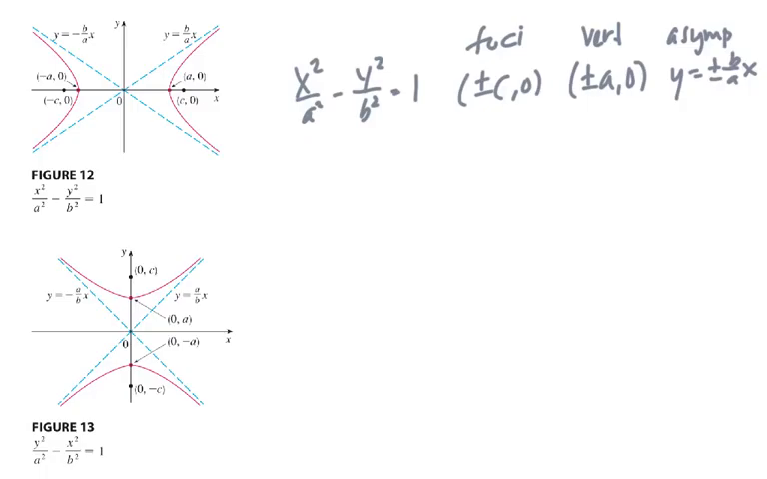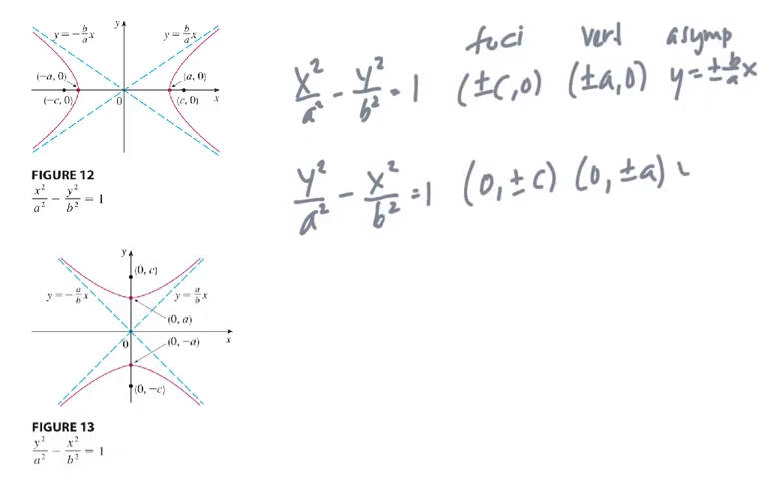I'll show you that in a minute, just in case you don't remember your pre-calculus. And then when you look at that, everything's on the x-axis. Your parabolas are on the x-axis. Your foci are on the x-axis. Your vertices are on the x-axis. In the second one, you have y squared over a squared minus x squared over b squared equals 1. So your foci are 0 plus and minus c. Your vertices are 0 plus and minus a. And your asymptotes are y equals plus and minus a over b x.